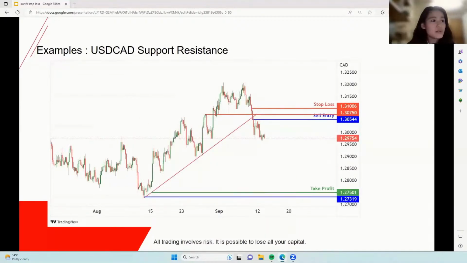Next example, we have once again a trend line. Trend line going upwards, price breaking out of it, then we go in for our sell entry. Going for our sell entry all the way, we're expecting it to move all the way downwards to our take profit.